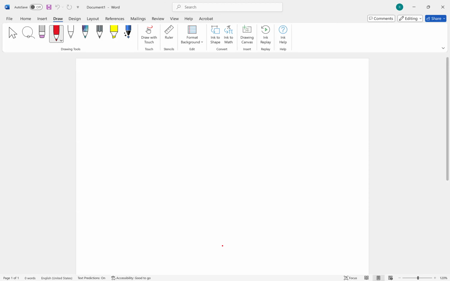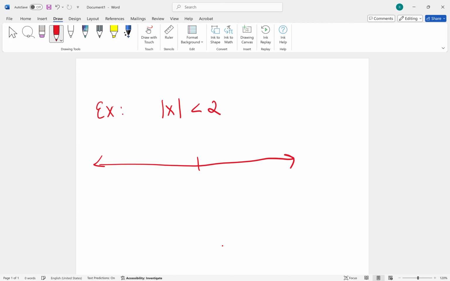So let's say, for example, we had the absolute value of x is less than 2. So we want to solve for x, right? So the absolute value of what number or numbers is going to be strictly less than 2. So let's look at this from a visual perspective, right? Let's look at the number line. So here's 0, 1, 2, 3, -1, -2, -3.